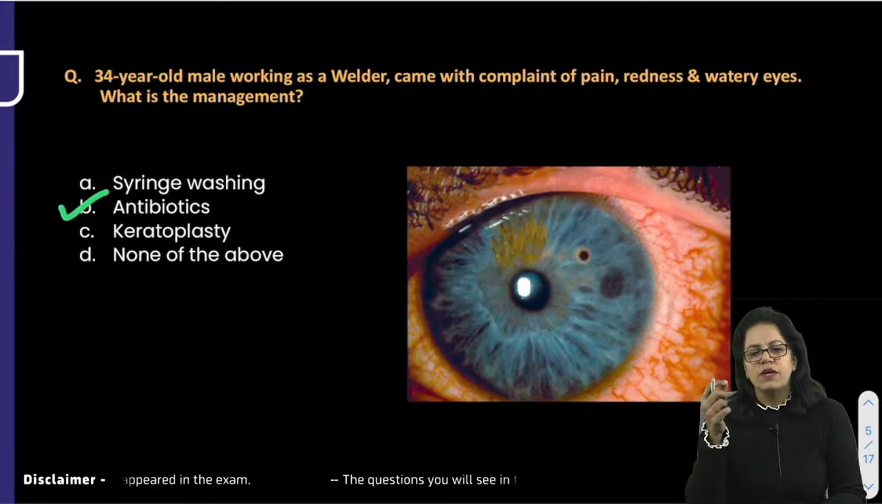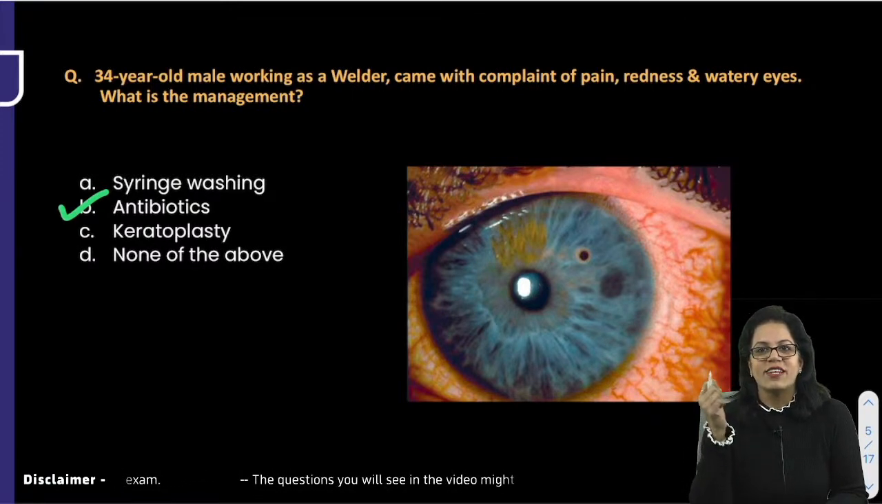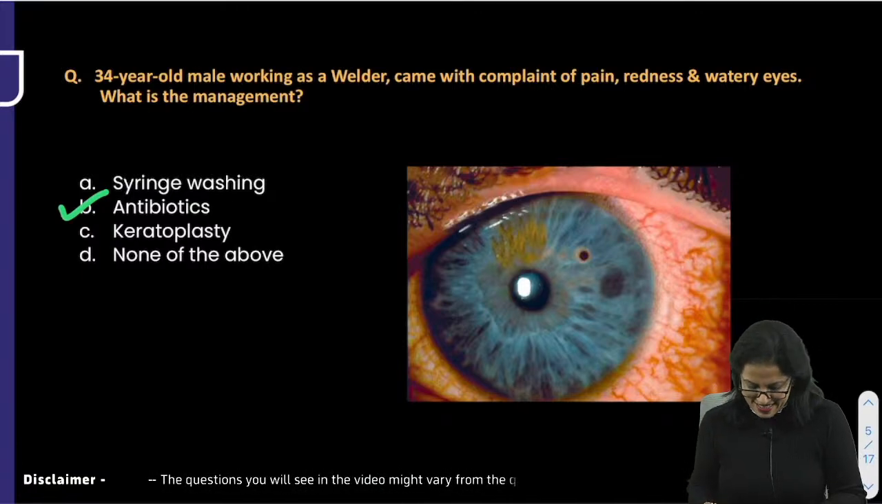We generally use a 26 gauge needle. It is done under slit lamp. So you should know this as well.